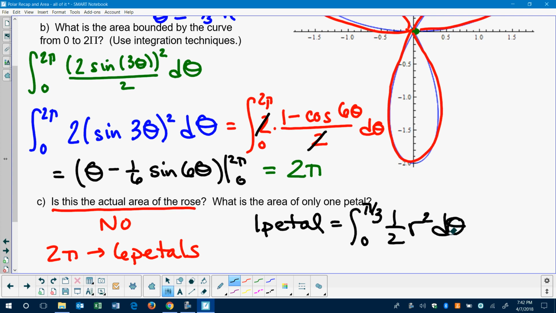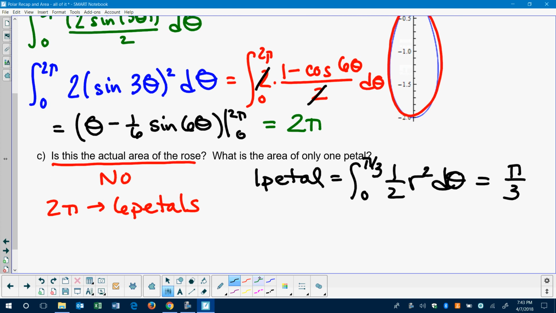Okay, and when you do that, it's just a matter of going back and making those bounds be right. You end up getting pi over 3. And you can kind of see that logically as well, since we got 2 pi as our answer before.